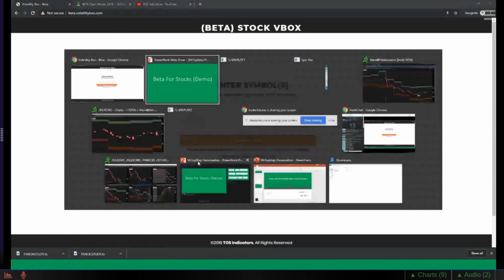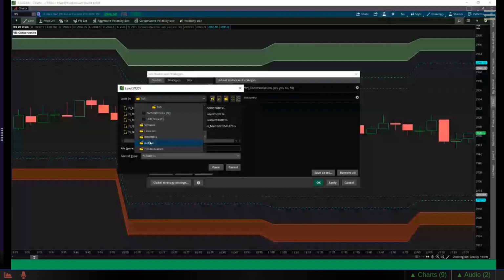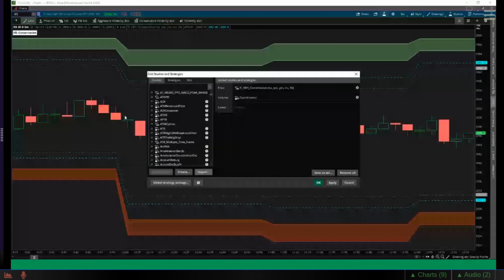So if I come back into my platform and I import from my downloads folder, you'll see there's 2 files that I have. And so the AS represents the aggressive volatility box study, and the CS represents the conservative. So let's input both. Yes, overwrite. And then I'd also like to input conservative. Yes, overwrite. And now we'll load in both of those onto our chart.